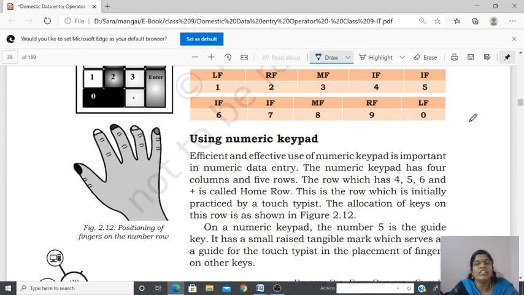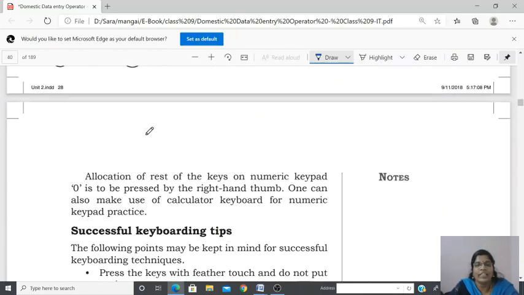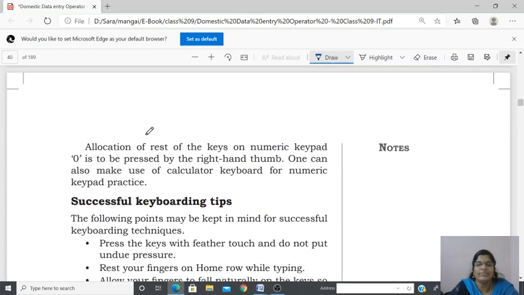Here, which keys are called home keys? 4, 5, 6 and this plus symbol. So these are called home keys. In the alphabets, the home keys are A, S, D, F, then semicolon, L, K, J. They are called home keys. In the number pad, which keys are called home keys? 4, 5, 6, plus. And which is the guide key in the number pad? Number 5 is the guide key. Is it clear? That's good, students.